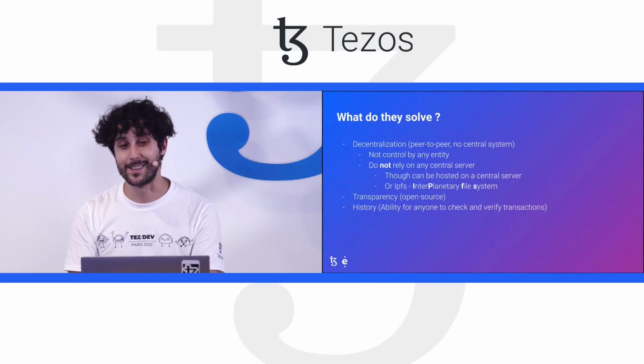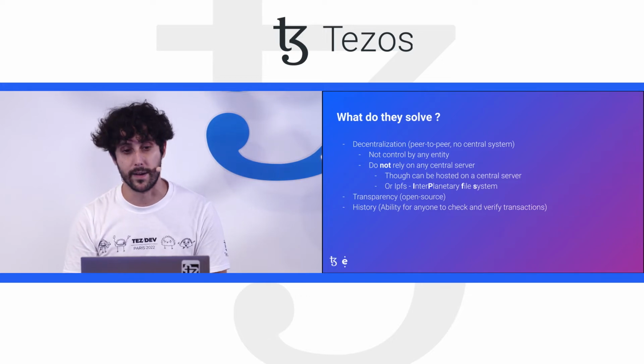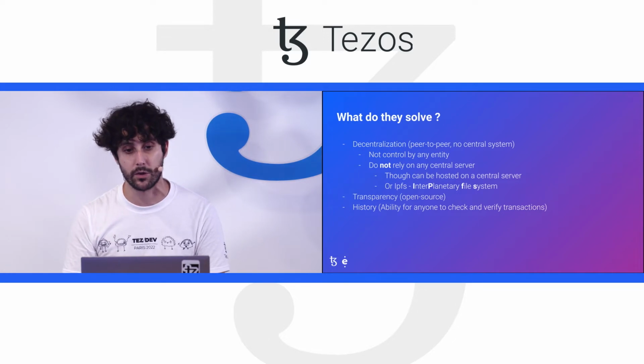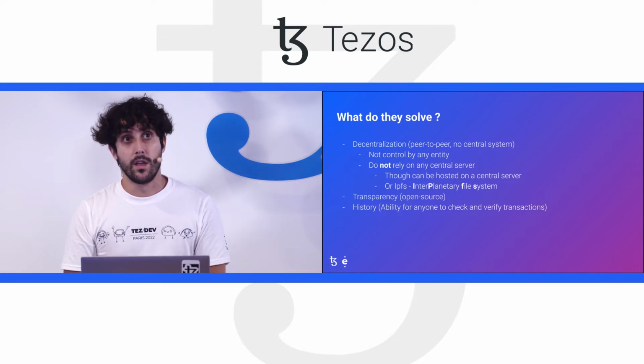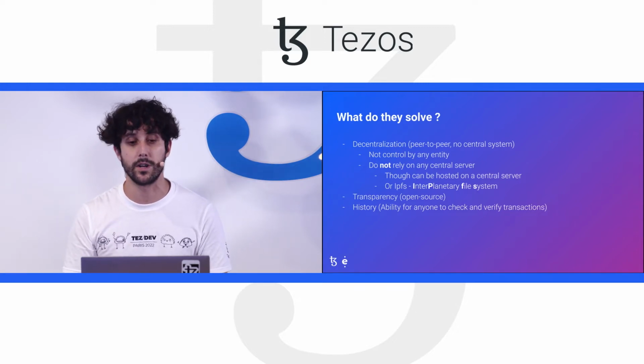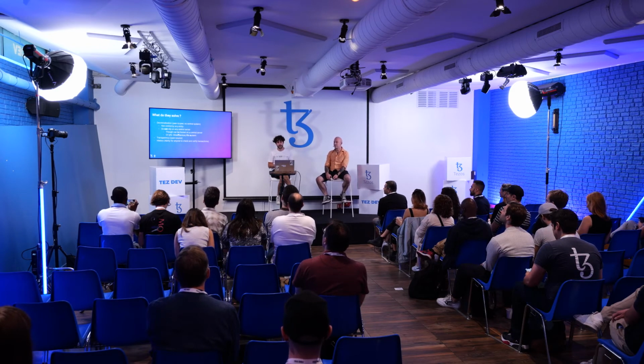Next slide. What kind of problems does the decentralized application solve? First, it's not controlled by any entity. It helps you to not rely on any central server to host the most important information of your application. The usual techniques are hosting information in the blockchain and also in the IPFS, or InterPlanetary File System. And the goal of a decentralized app is, first, the ability to be censorship resistant and, at the same time, transparency to the end user.